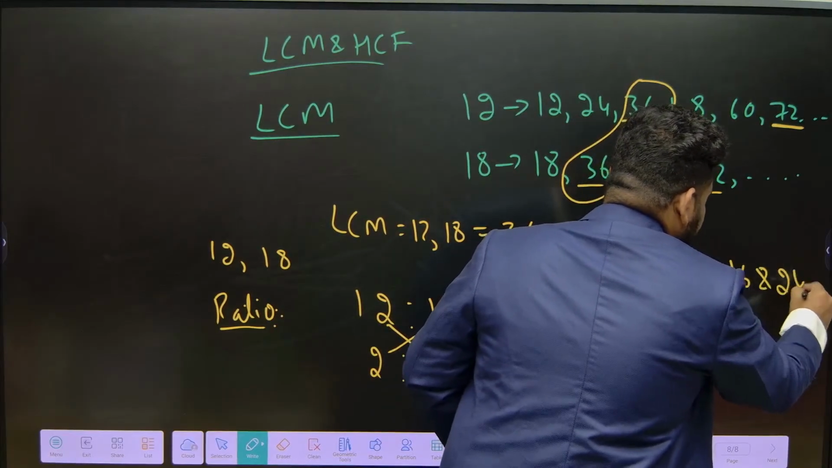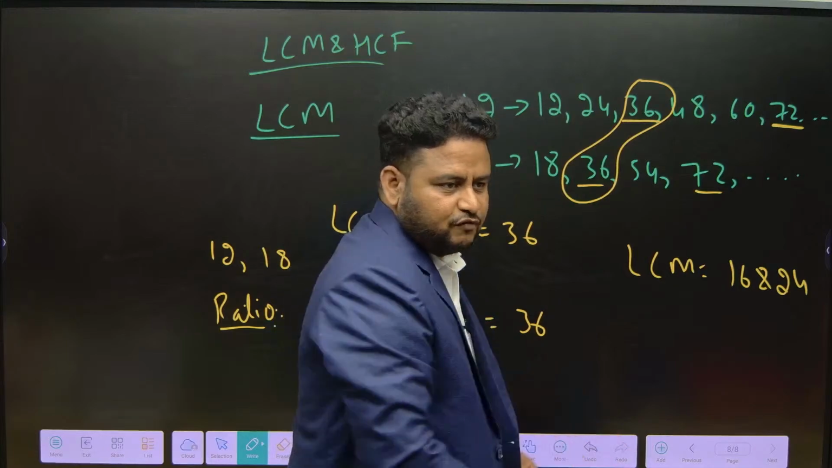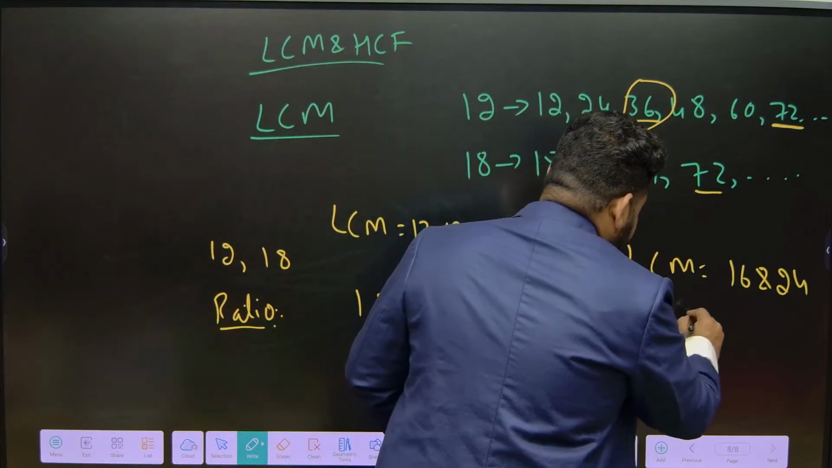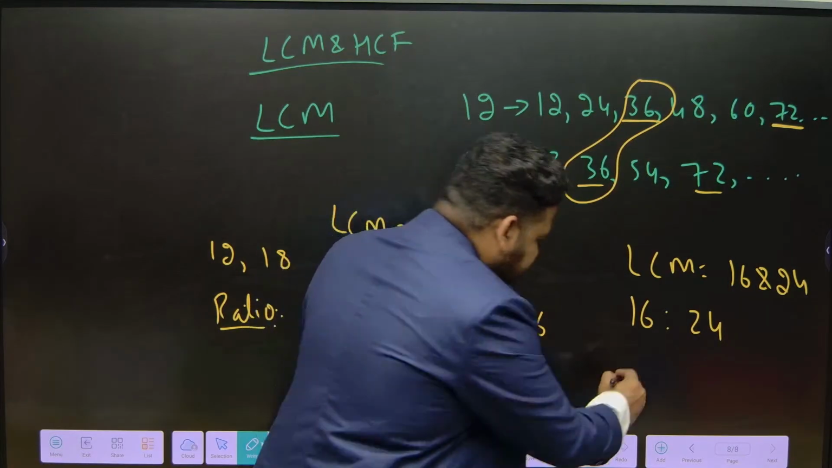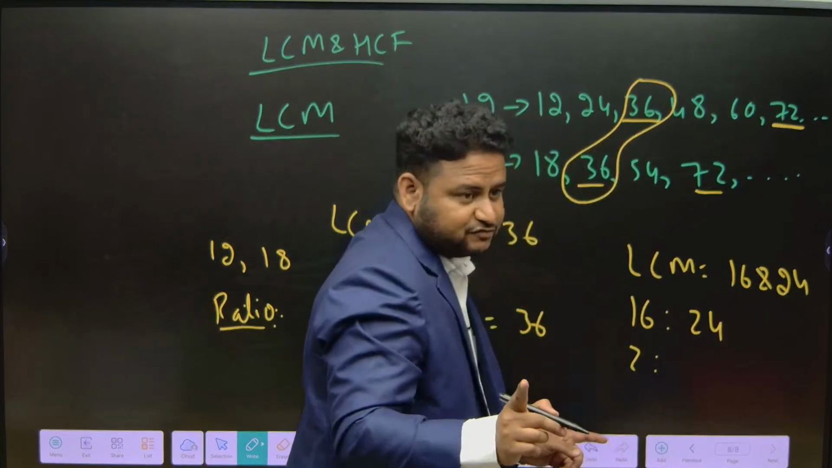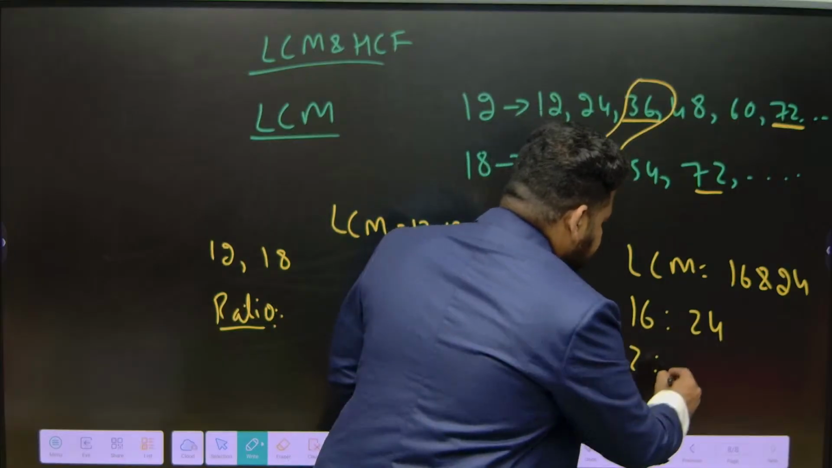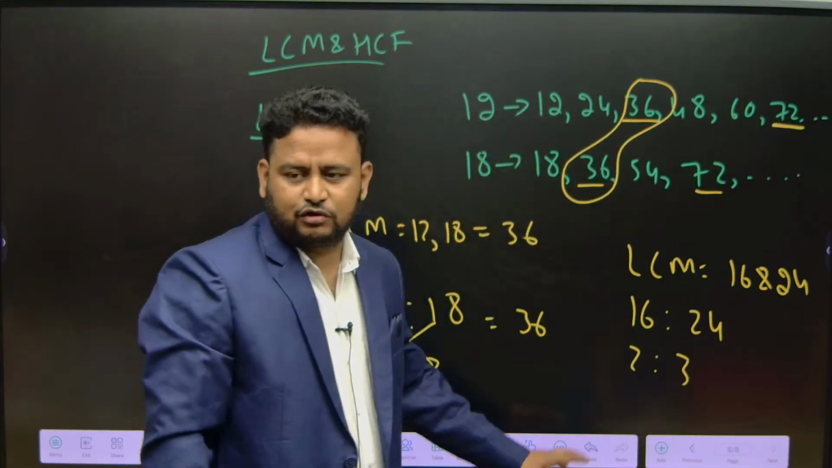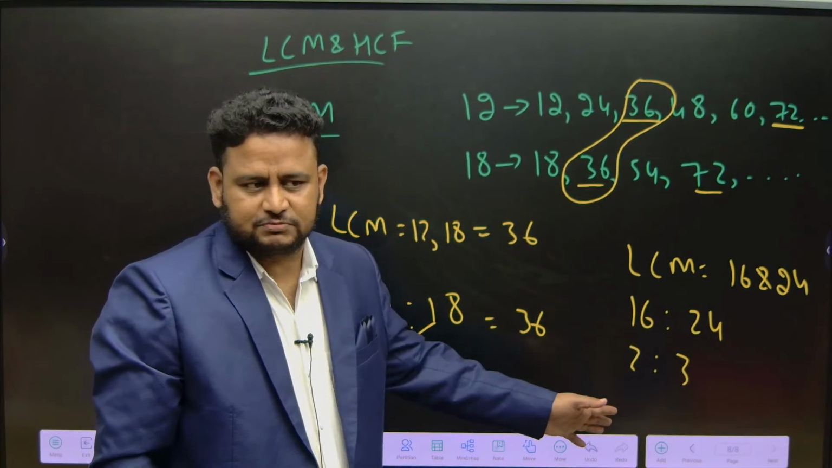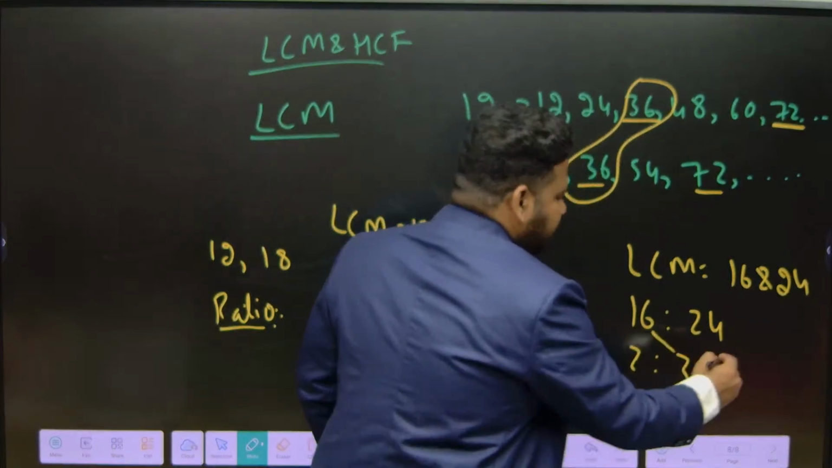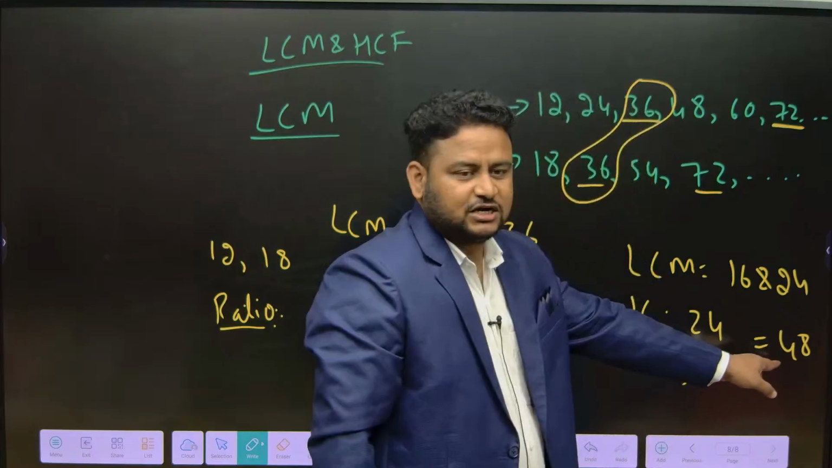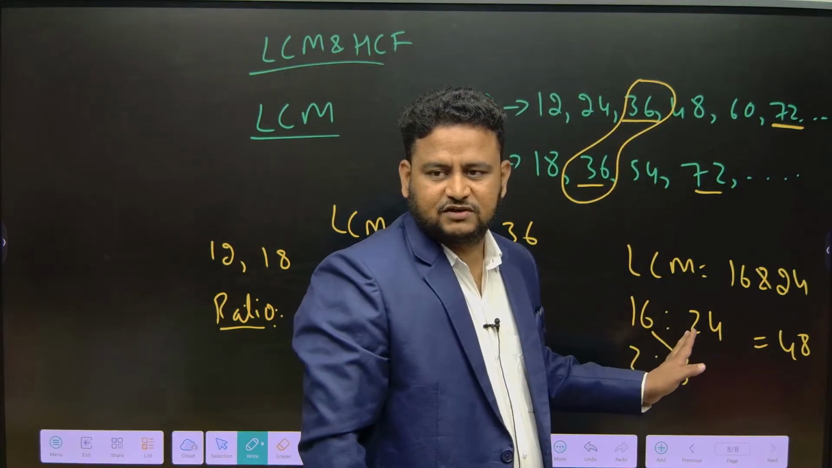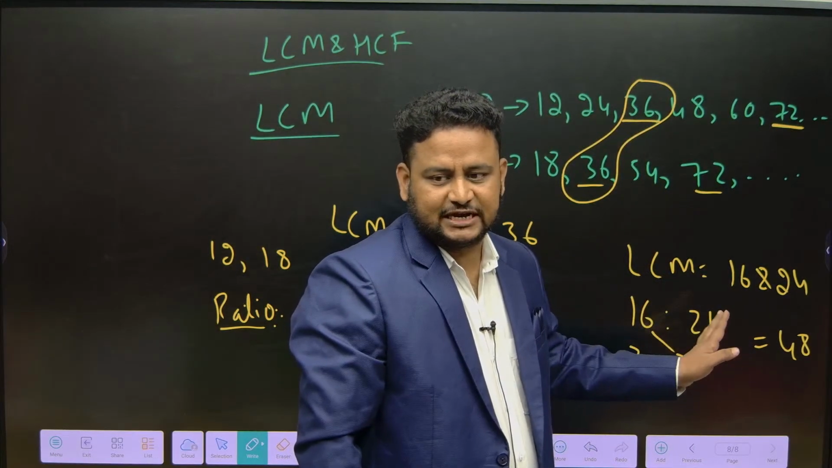Suppose they ask the LCM of 16 and 24. What will you do? You will find the ratio. 16 is to 24. In simplest form, 8 2s are 16, 8 3s are 24. You should write it in simplest form. Now, to find the LCM, what will you do? Cross multiplication. 16 3s are 48 or 24 2s are 48. So the LCM is 48. This is the way you will find the LCM using the ratio method.